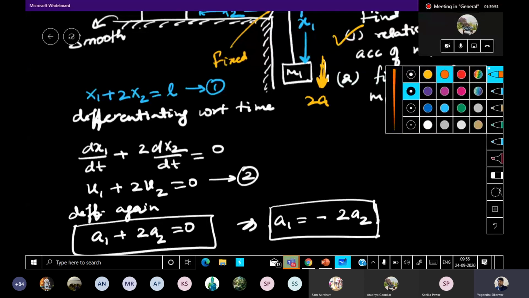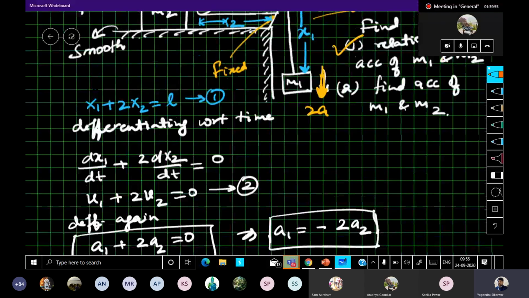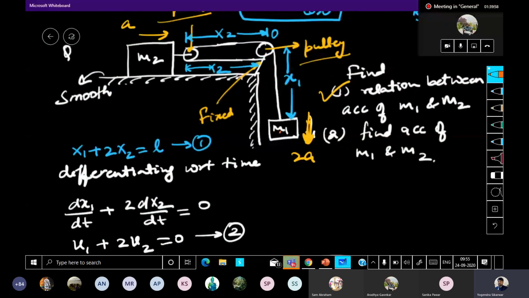So I'm using red color to avoid any kind of confusion. Pay attention. M1g is acting downward. Tension is acting here. Now for M2, M2g is acting downward. N is acting vertically upward, which is actually useless, but still. Tension is T, tension is T.